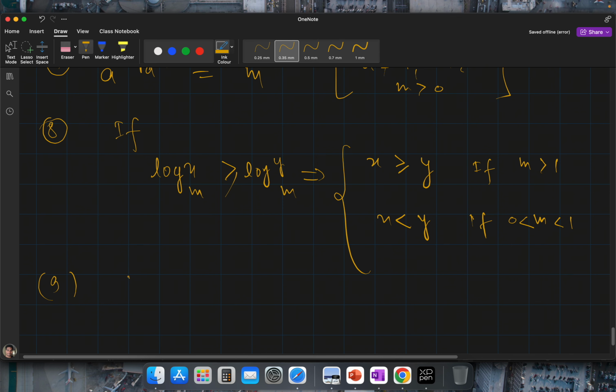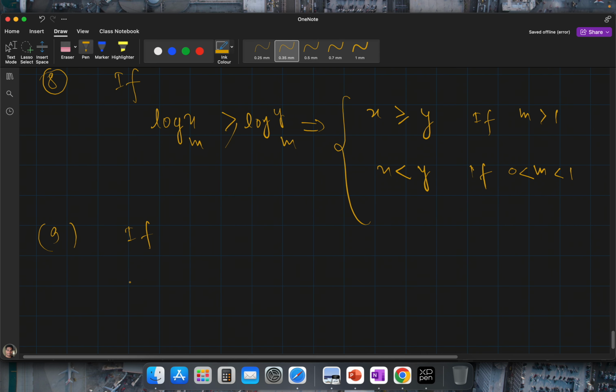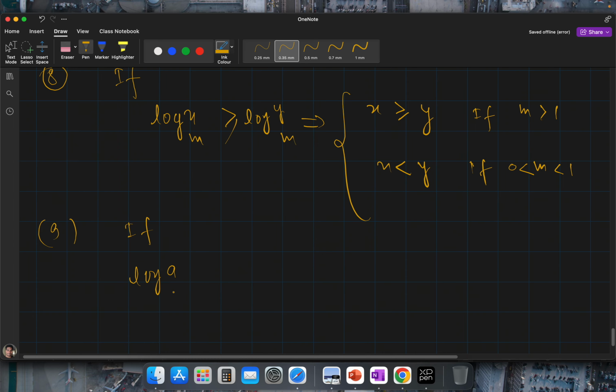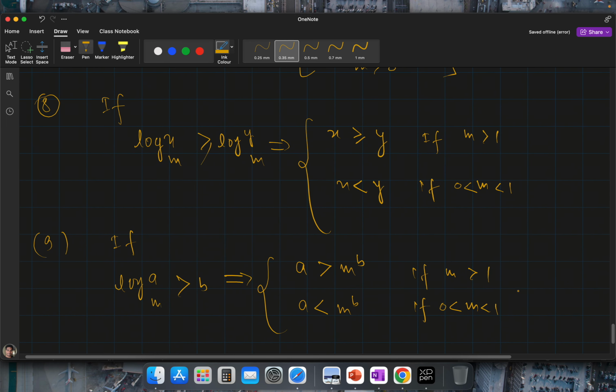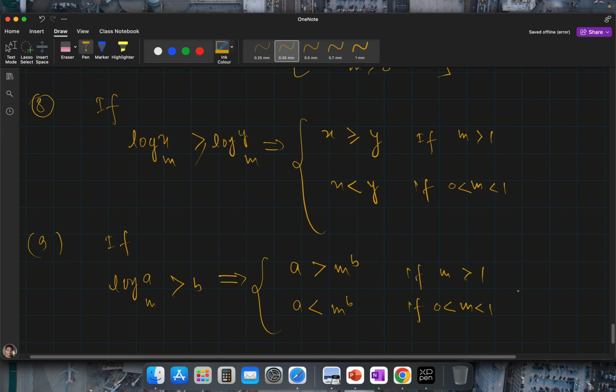Ninth property is very similar to that. If log of a to the base m is greater than b, then it can be written as a greater than m raised to the power b if m is greater than 1, but it can be written as a less than m raised to the power b if m is between 0 to 1. This is all about the logarithmic properties. Now tell me if you have a doubt.